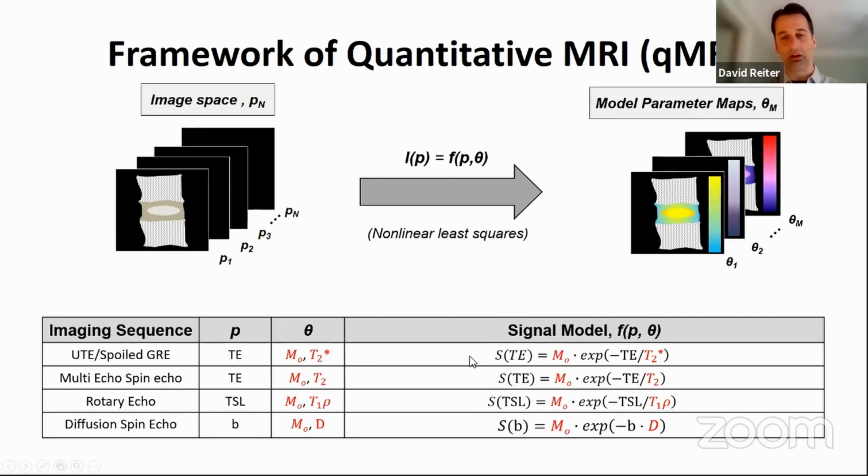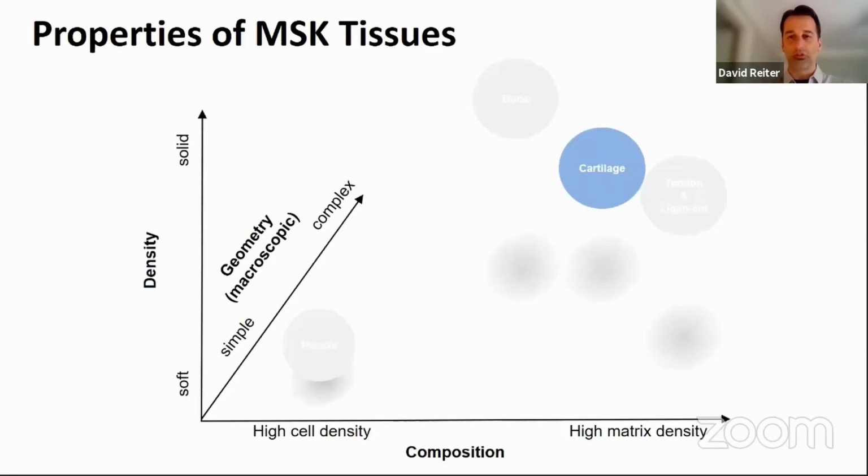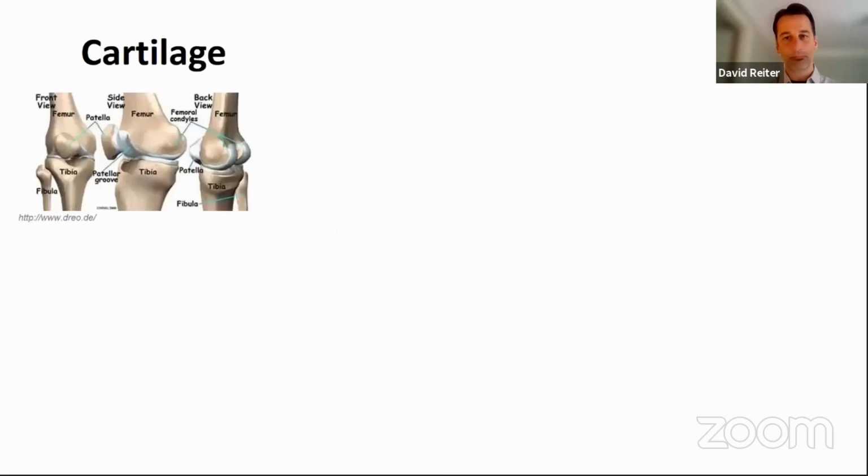But the models themselves, of course, arise from the physics behind the sequence that's selected, as well as the underlying physical picture that we expect from the tissue system that we're studying. And so I just want to use cartilage as a tissue to illustrate some of these concepts as we consider how we can improve quantitative imaging.